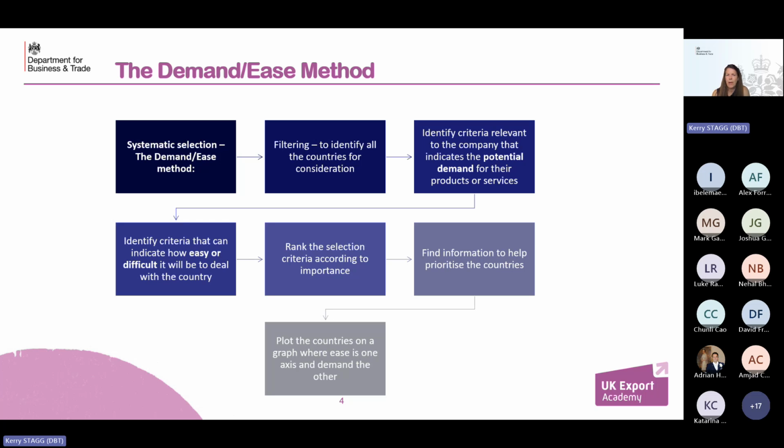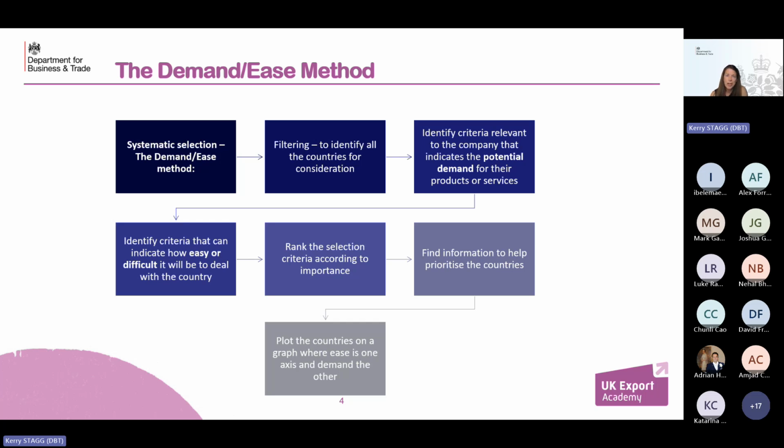Depending then on how many of these criteria for demand and ease you've identified, you then might want to prioritize your criteria. So the model that we use uses up to 3 criteria for each of demand and ease. So we tend to really stick to the key metrics so that we don't overcomplicate things.